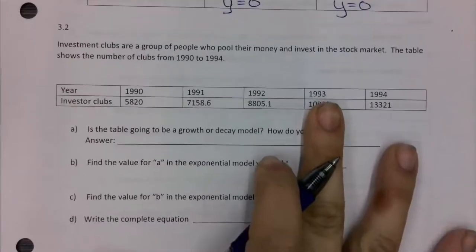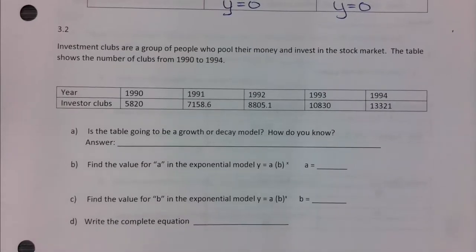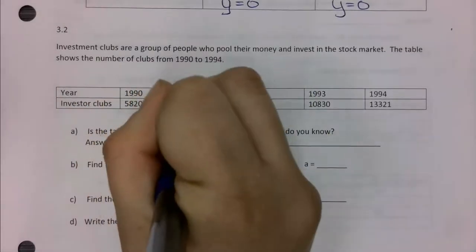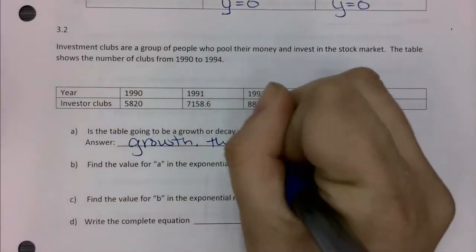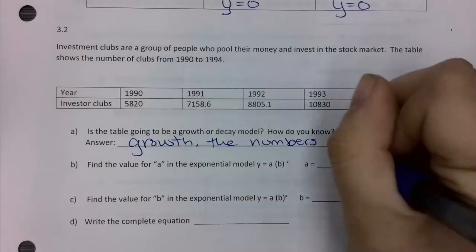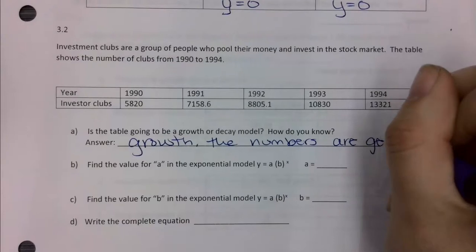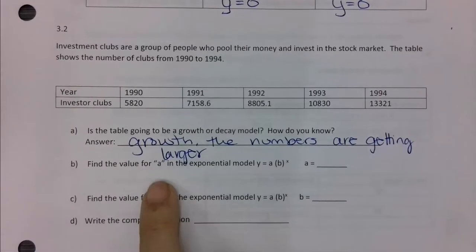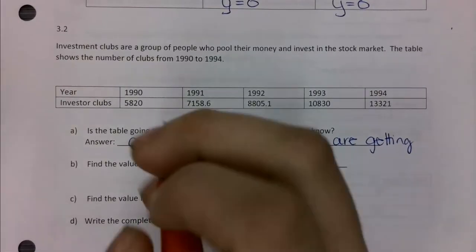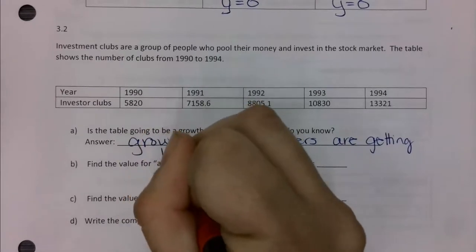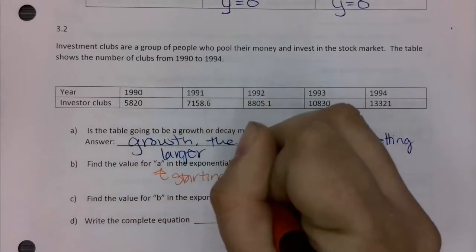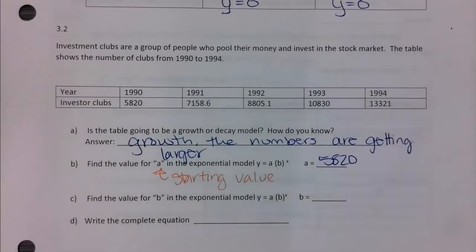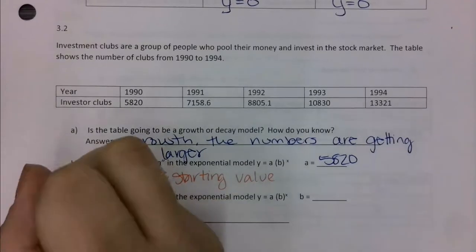Okay. Next part is 3.2. It's asking me if it's growth or decay. These numbers are getting bigger, so it's growth. A value is how much it starts at. So this would be the 5820. B value is the second number divided by the first number.